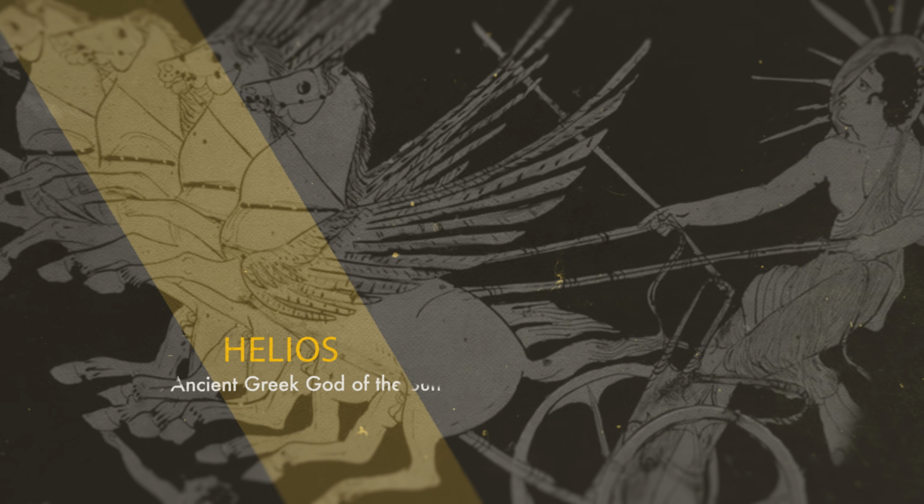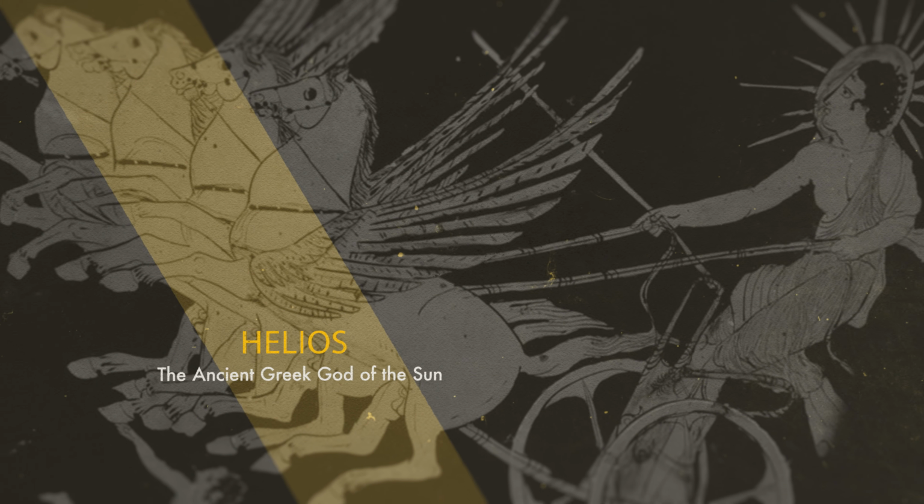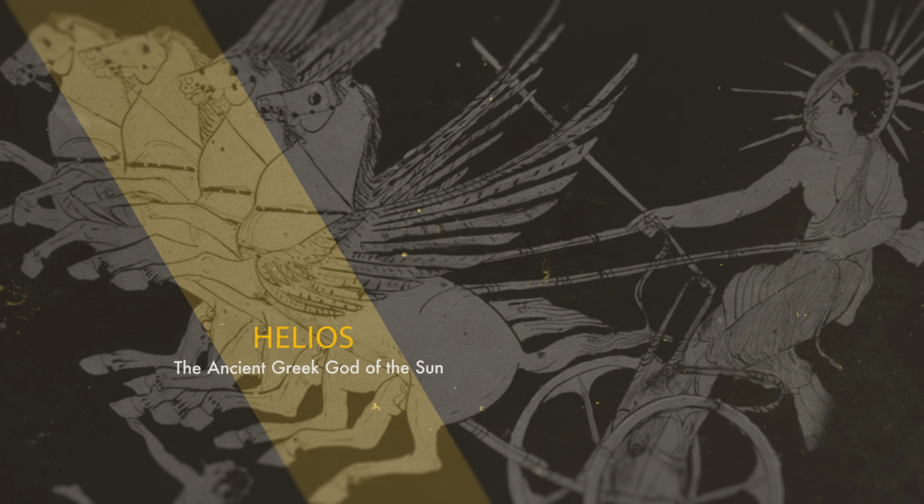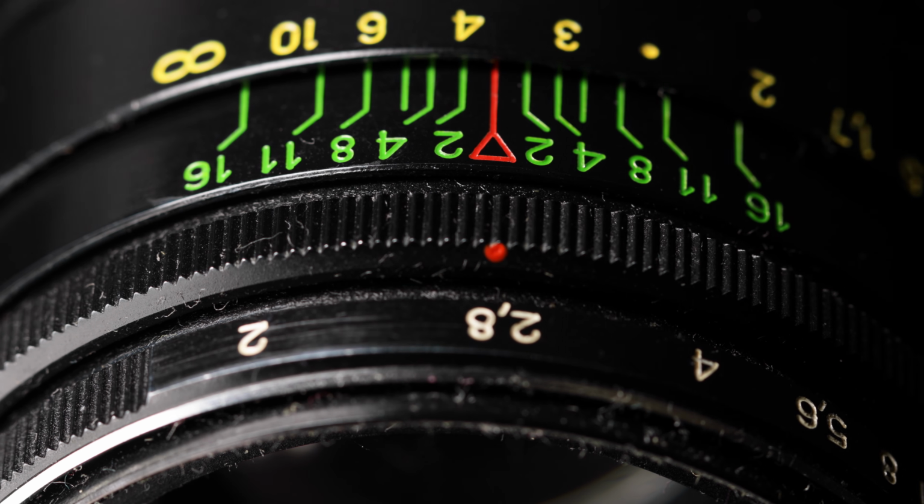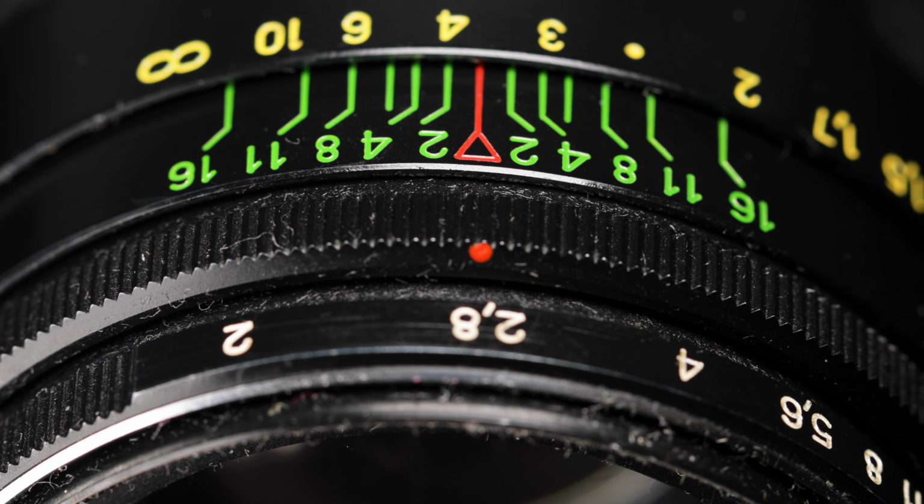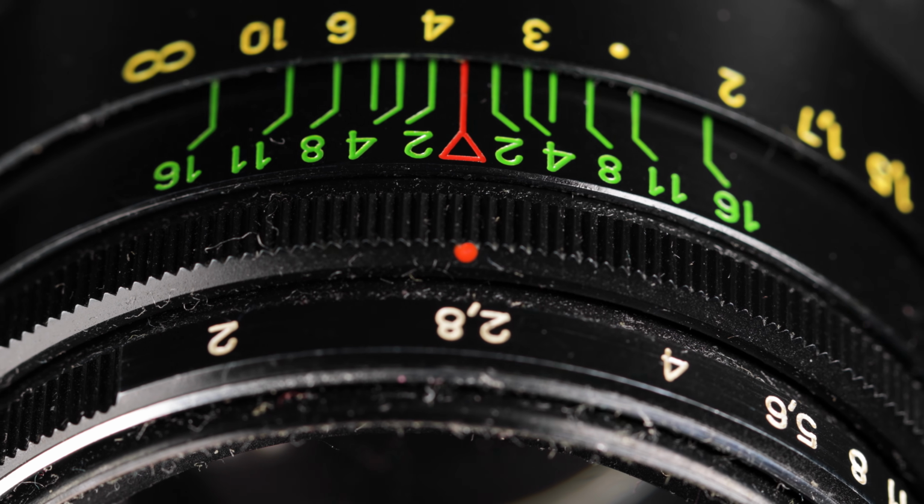Helios. In ancient Greek religion and myth, it's a word that translates to the god or personification of the sun. That's quite a reputation to live up to. Now in Soviet Russia, that very name was given to a brand of SLR lenses that would go on to become one of the most mass-produced in the entire world.